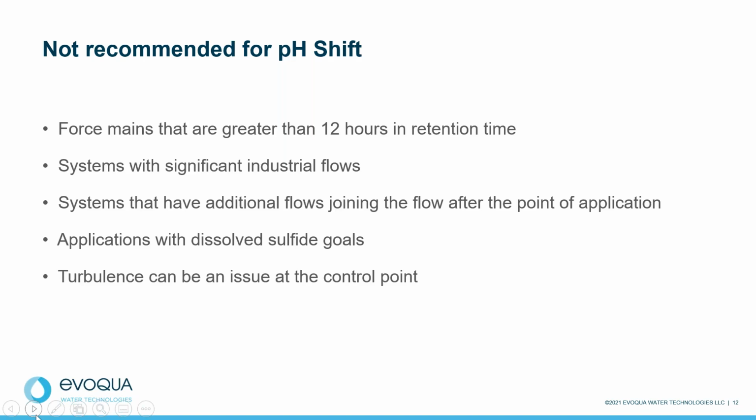If an application has specific dissolved sulfide goals, Alkagen or a pH shift chemistry really wouldn't be a good fit because you're not getting rid of any sulfides, you're really just suppressing the sulfides into solution. And then if the control point happens to have a lot of turbulence, even just a small amount of dissolved hydrogen sulfide in liquid form can get released into air with a significant amount of turbulence.